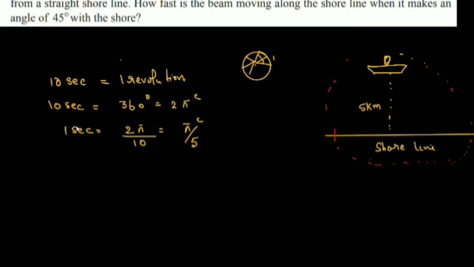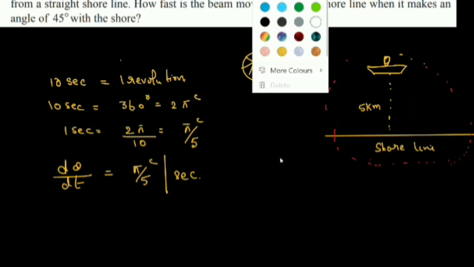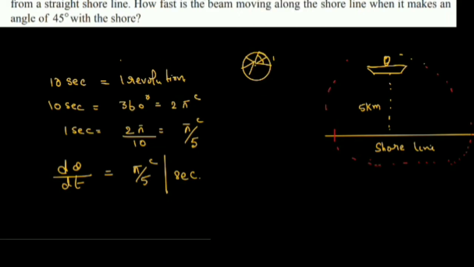That is the rate of change of the angle. Indirectly they have given the rate of change of the angle. So d theta by dt is given as pi by 5 radians per second. It makes one revolution every 10 seconds, and for 1 second we got pi by 5 radians. So the rate of change is pi by 5 radians per second, that is given.